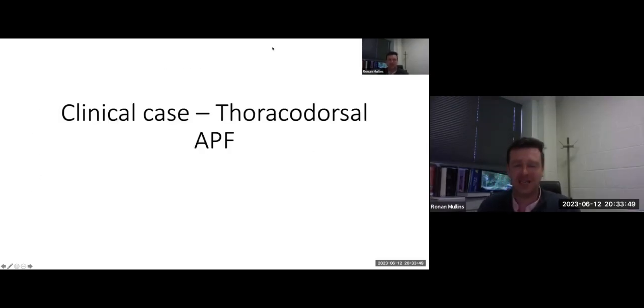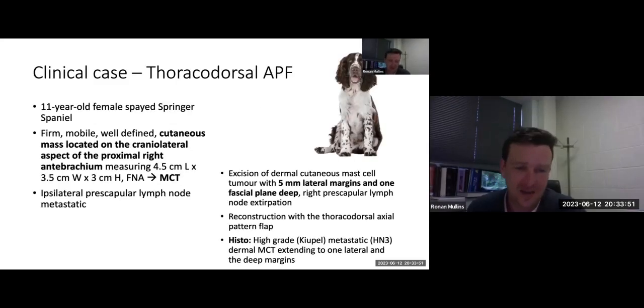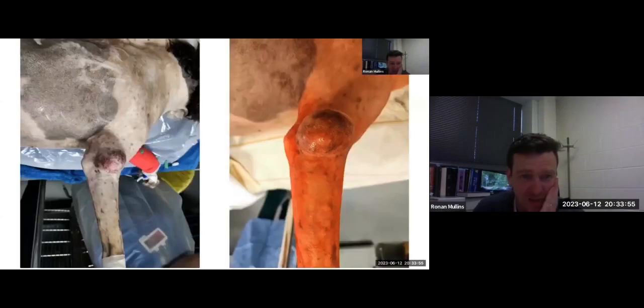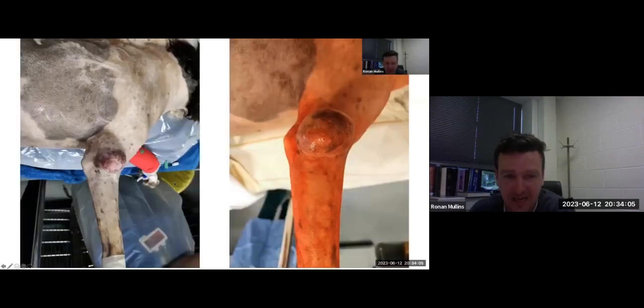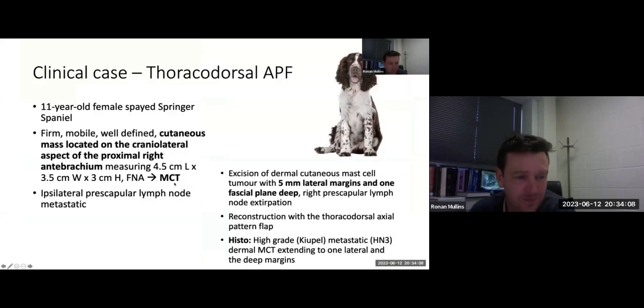So these are just some of the cases that we've had here in the hospital. Very quickly, this was an 11-year-old Springer Spaniel with a cutaneous mast cell tumor measuring about 3.5 by 3 on the lateral aspect of the elbow. This dog also had a metastatic prescapular lymph node.